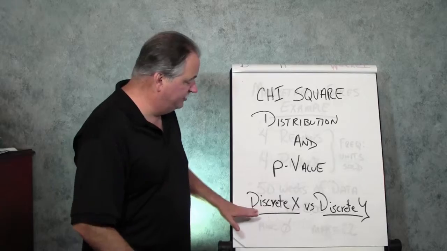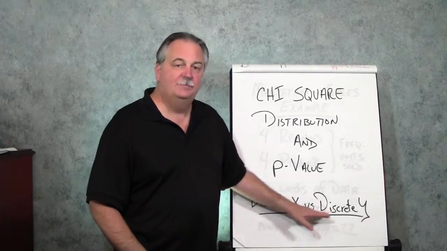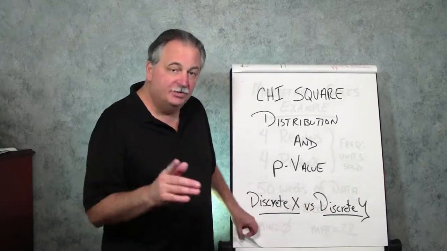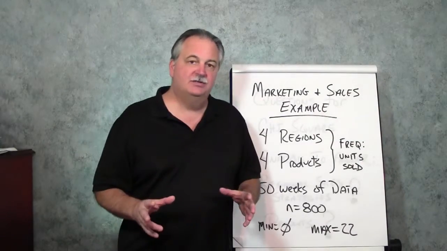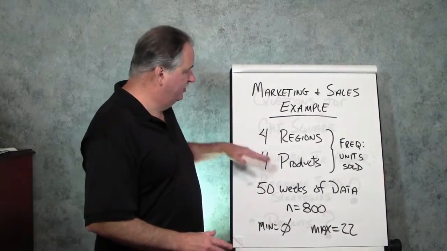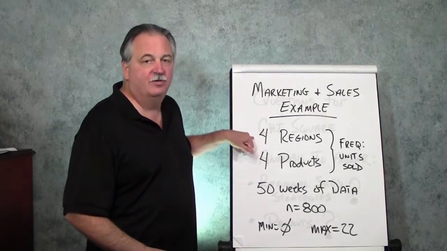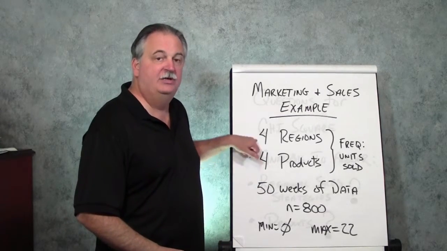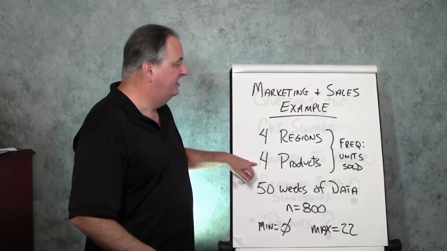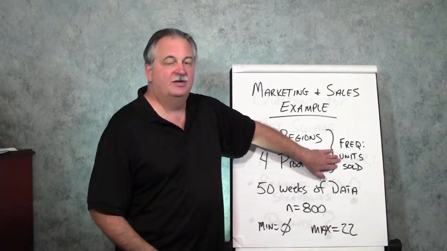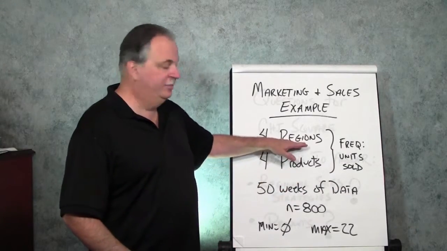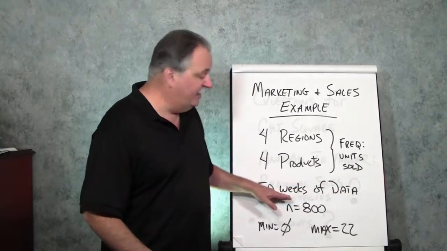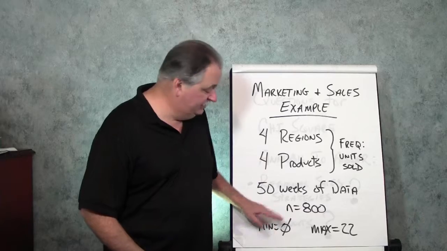Alright, so we're going to take a look at some discrete versus discrete data. And the example that we're going to use for this, it's a marketing and sales example. And the situation, we've got 4 regions, and there are 4 products that are being sold in each of the regions, same products. The frequency are the counts of the units sold for each of the products within the regions. We've got 50 weeks of data. We've got 800 data points.